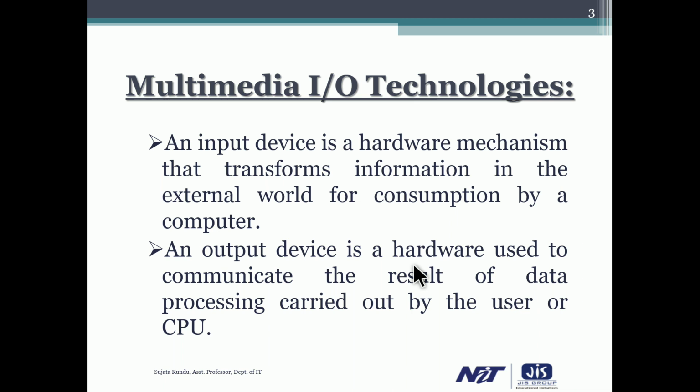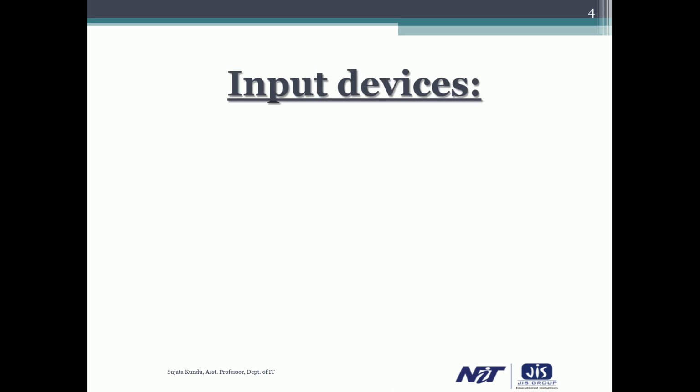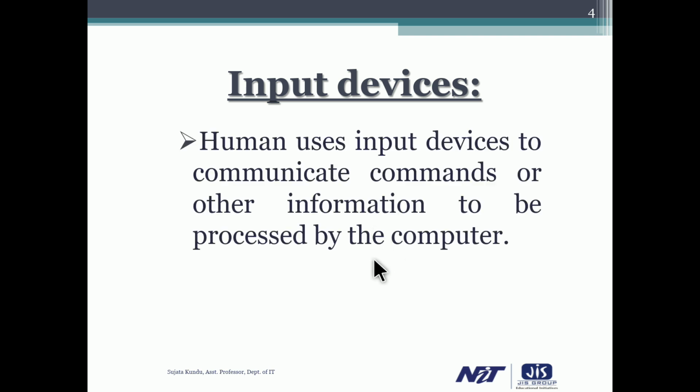An input device is the hardware mechanism that transforms information in the external world for consumption by a computer, whereas an output device is hardware used to communicate the result of data processing carried out by the user or CPU. So first of all, we will discuss input devices.